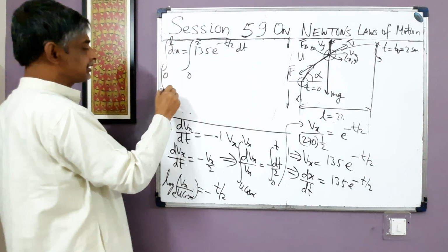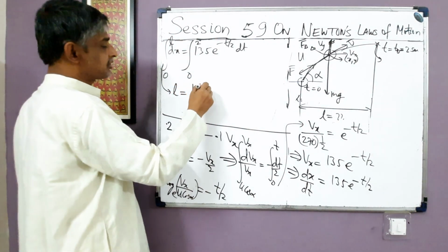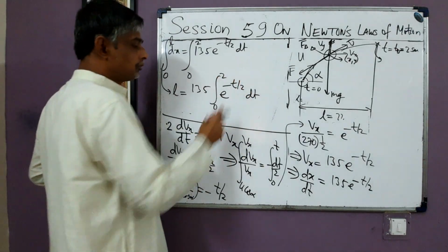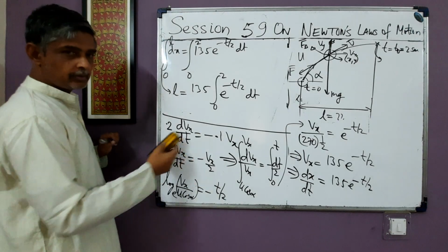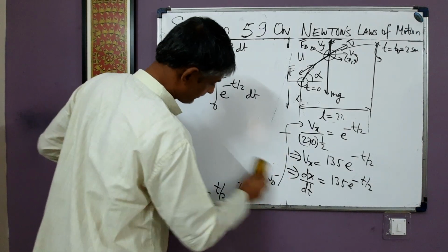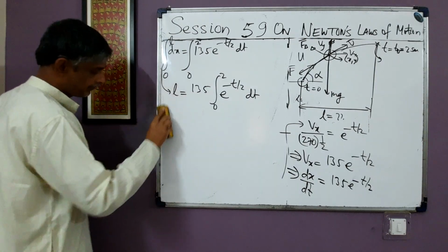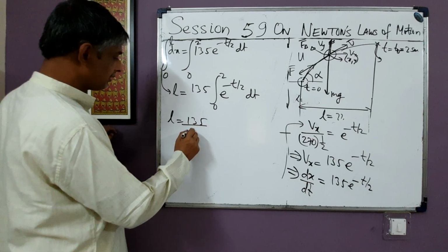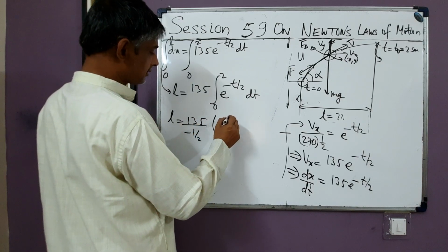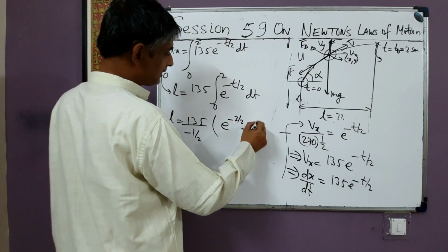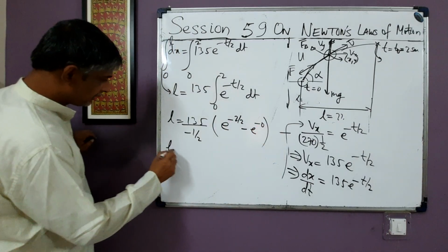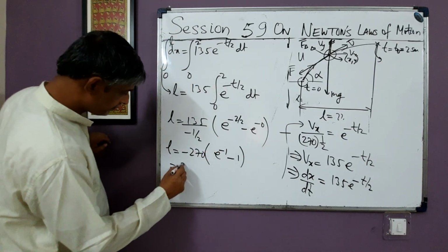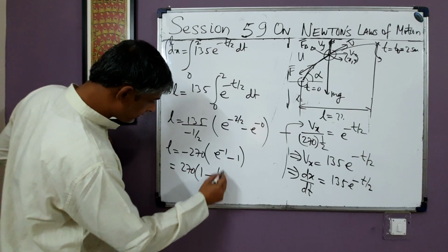Now integrating and inserting limits, we get L equal to 135, which is constant and goes outside, times the integral of e to the power minus t by 2 dt from 0 to 2. So it becomes L equal to 135 times minus 1 by 1/2, integrating and inserting limits: minus 2 by 2... L becomes minus 270 times e to the power minus 1 minus 1, which is 270 times (1 minus 1 by e).